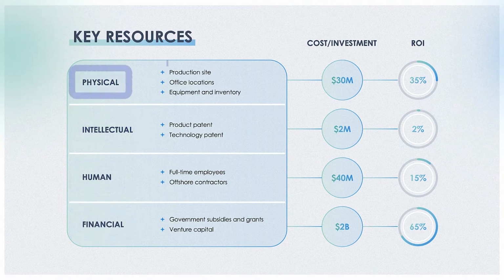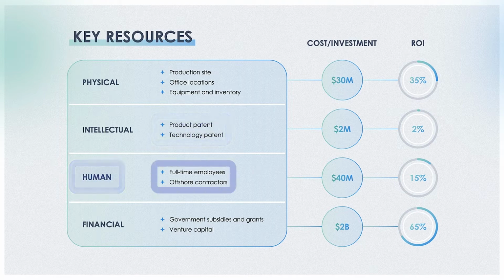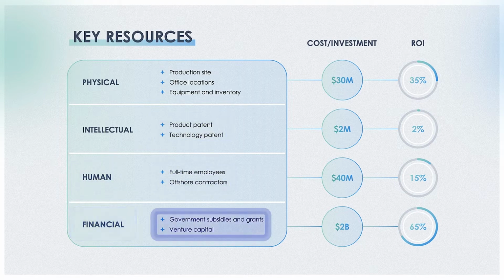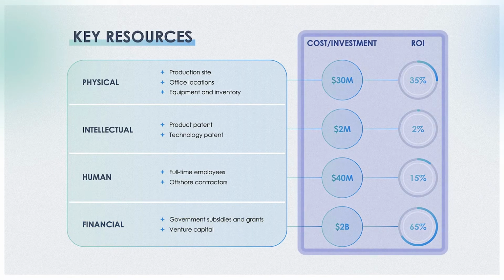Physical resources include everything from factories to equipment, while intellectual typically includes patents. Human includes all types of employees, and financial includes private capital, any subsidies, or grants. List the amount dedicated to each resource and the expected ROI of each. Users can leave any of these blank if they're unsure of the value yet.